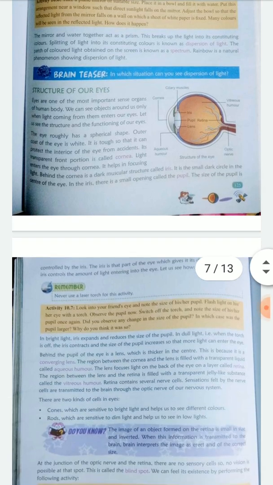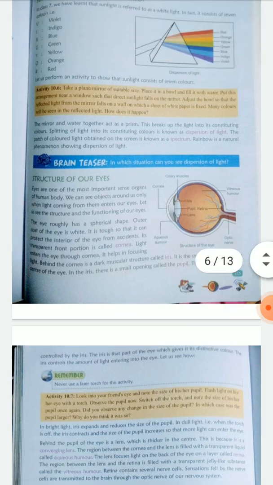It is the fourth part of your chapter number 10, Light. Today I am going to start the topic known as structure of an eye. It is the structure of a human eye, and in the last video I have already told you that you need to learn the labeling of the human eye. So I am going to start it.